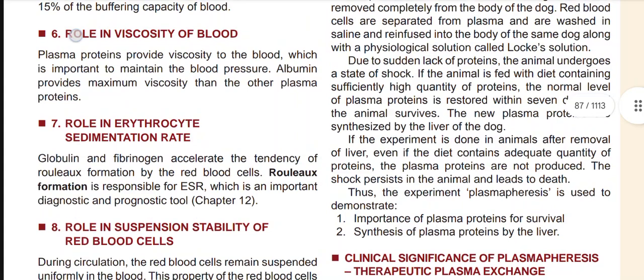Now, role in ESR or erythrocyte sedimentation rate. Globulin and fibrinogen accelerate the tendency of rouleaux formation by the blood cells or red blood cells. Rouleaux formation is responsible for ESR, which is an important diagnostic and prognostic tool.